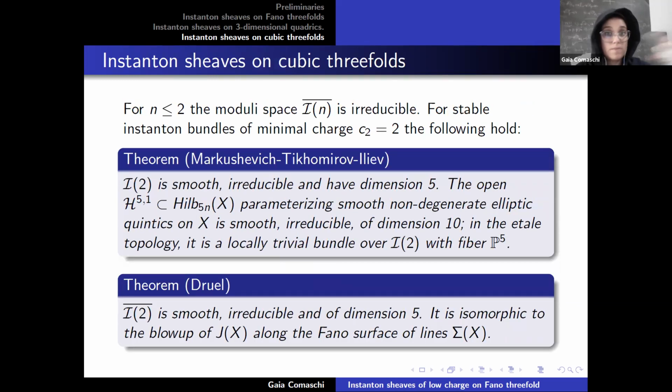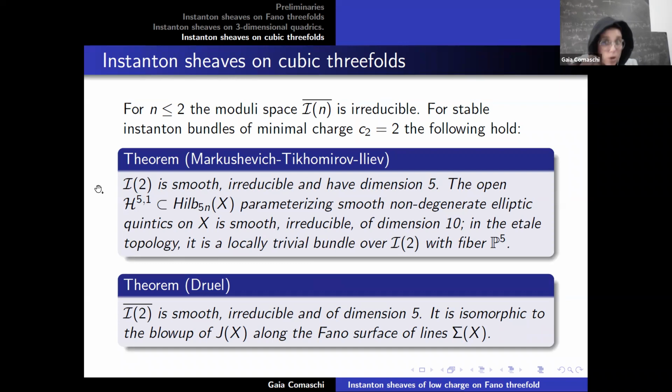Okay, the moduli space of instanton bundles of minimal charge 2 has been studied by several authors. So let's recall here some of the main results concerning this moduli space. It was proved by Markushevich, Tikhomirov, and Iliev that E2 is smooth, irreducible, and has dimension 5.